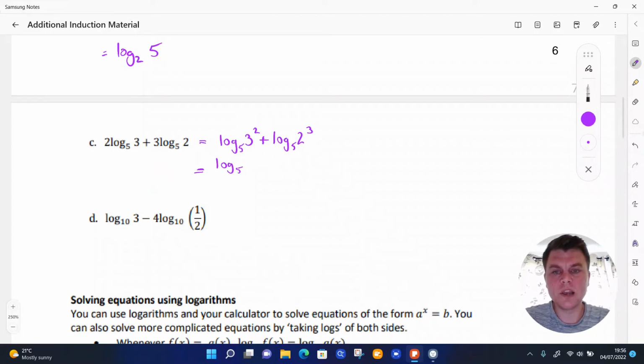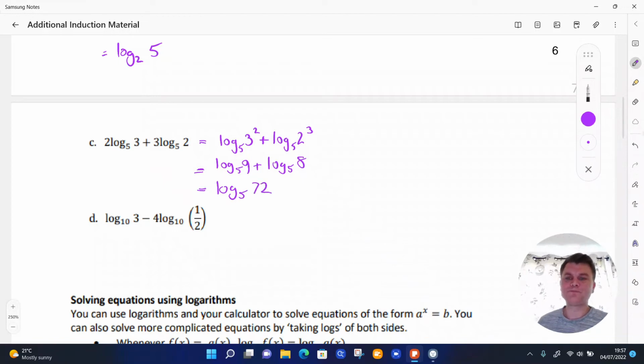So of course that is log base 5 9 plus log base 5 8, and now we can apply the multiplication law. It becomes log base 5 9 times 8, which is 72.